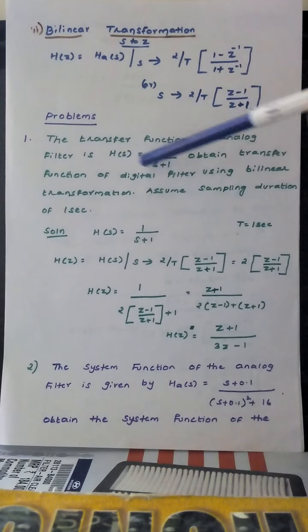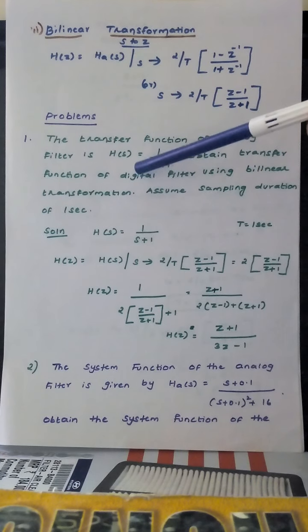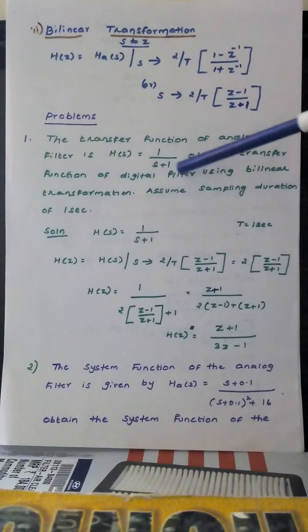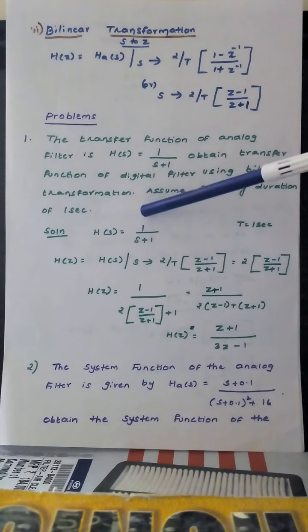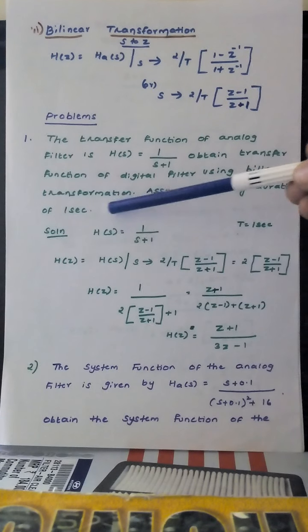First problem: the transfer function of the analog filter is H of S equal to 1 divided by S plus 1. Obtain the transfer function of the digital filter using bilinear transformation. Assume a sampling period of 1 second. So the time period they have given is 1 second, and the transfer function they have given is H of S equal to 1 divided by S plus 1. So we have to apply the bilinear transformation.